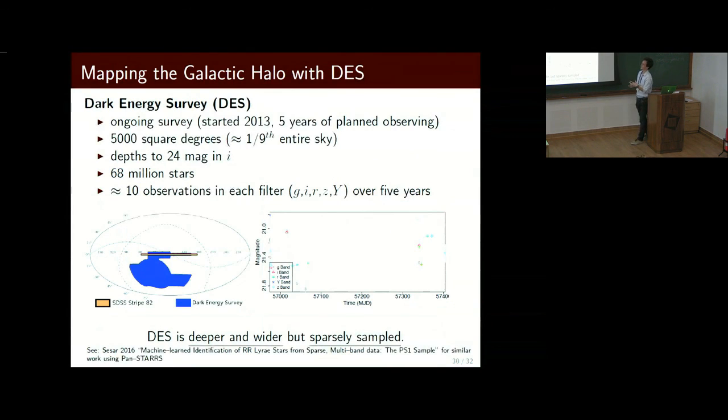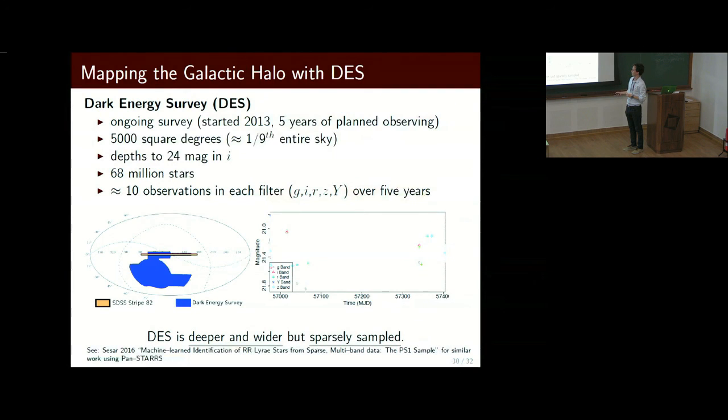There are various groups working on extending Cesar's work to larger regions of the sky. Cesar was just looking at SDSS stripe 82, but, for example, the Dark Energy Survey is covering this blue region, much larger than stripe 82. DES is also going deeper. So potentially we can make these maps of the Milky Way halo over a much larger region of sky. A challenge with DES is that the light curves are extremely sparsely sampled, with only 50 total observations across 5 filters.